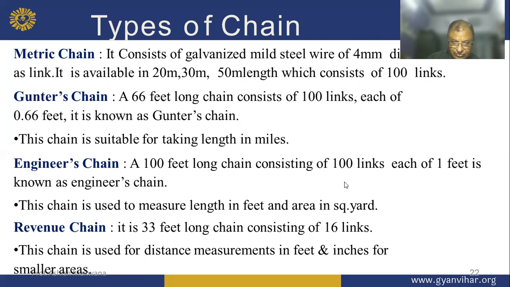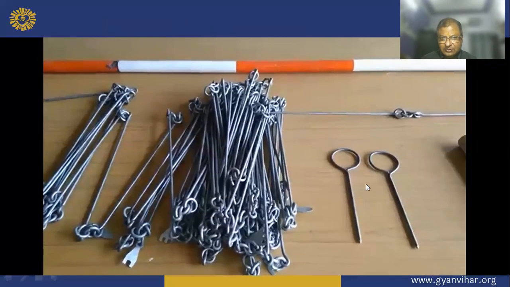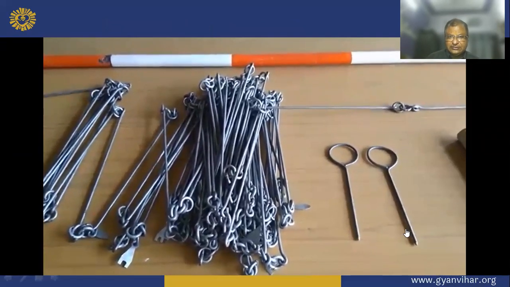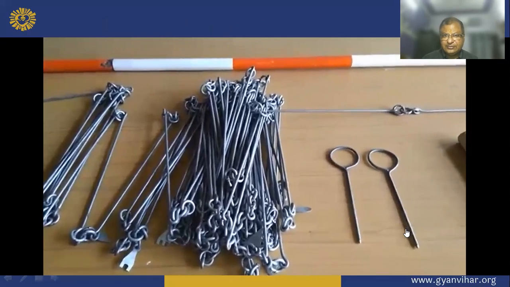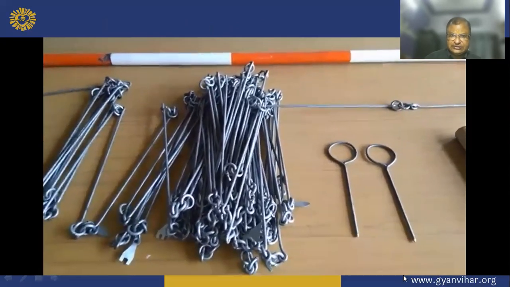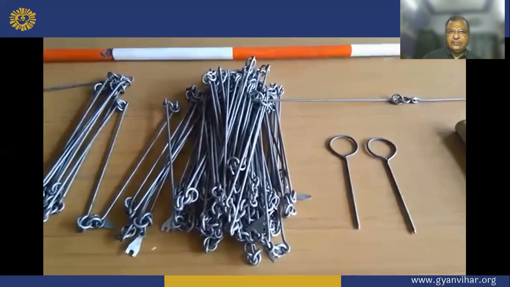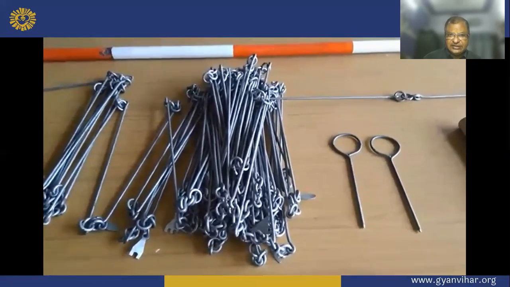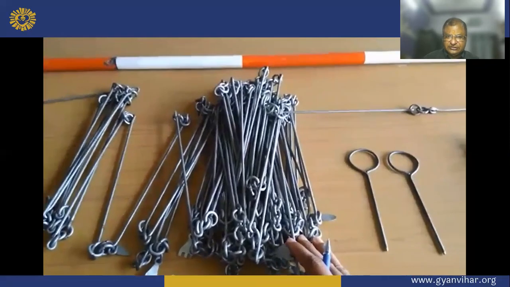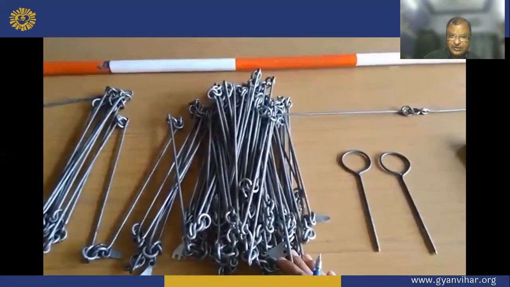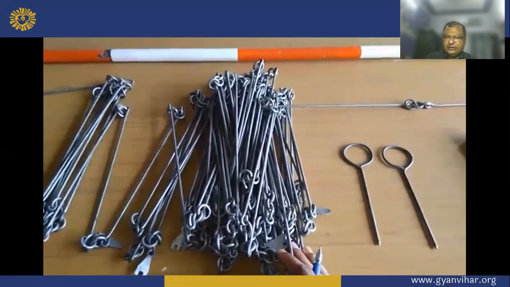Now, this is the engineer's chain, and you look, this is the steel. This is the 100 links, and on the back side, this is the engineer's rod. This is the engineer's chain. And the proper tool is the needle.